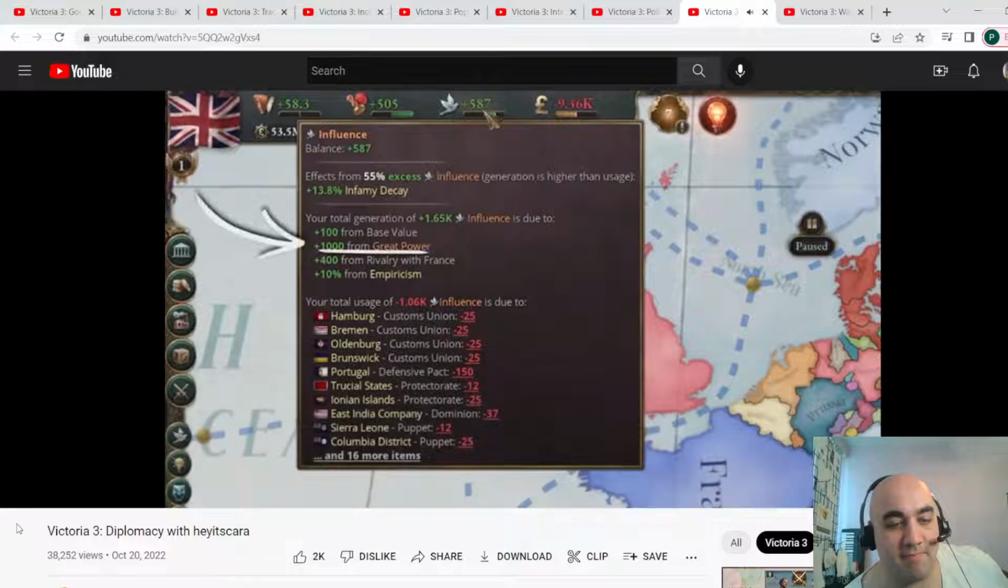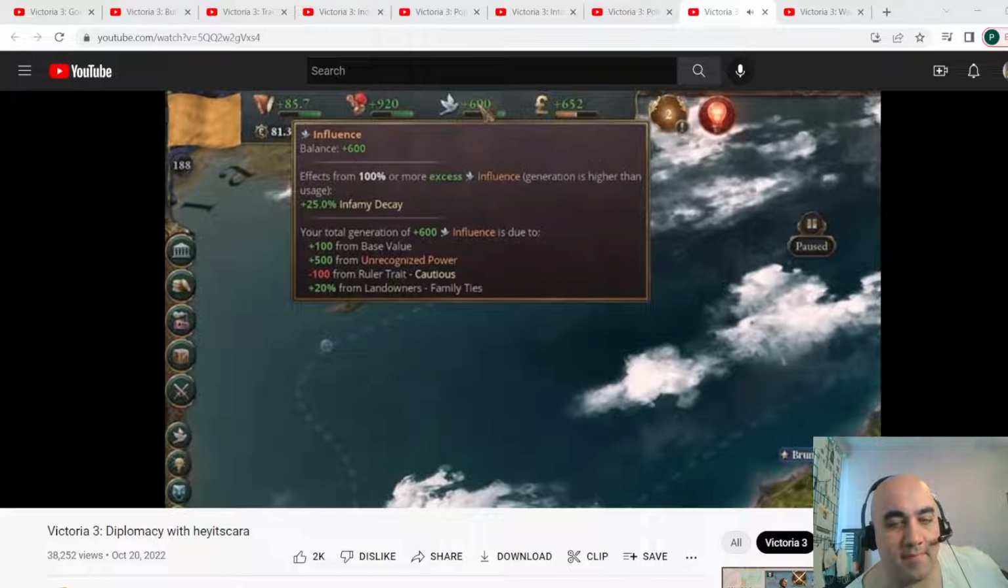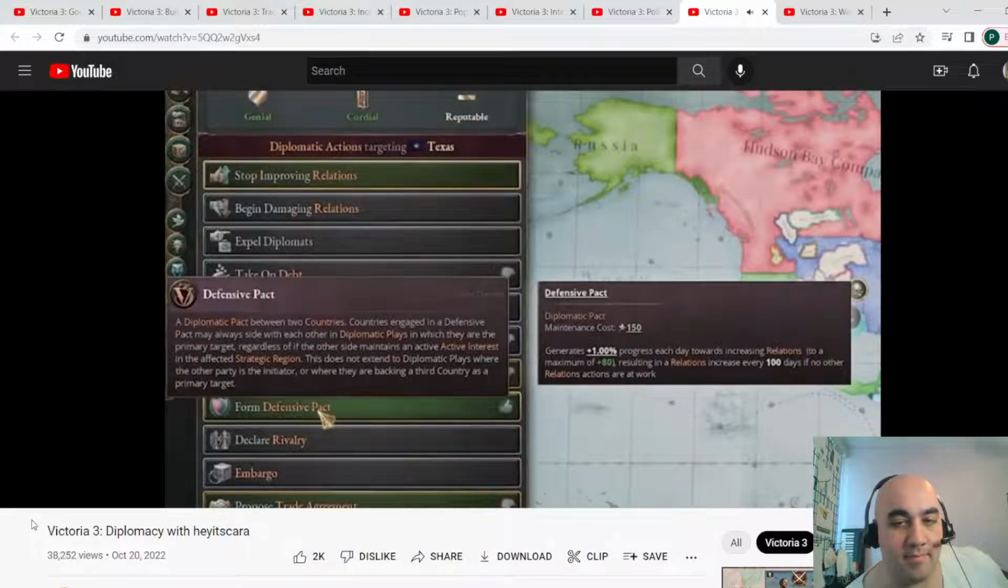Influence is primarily generated by your country's rank and the rank of countries you have rivalries with. For example, Great Britain might have an easier time performing diplomatic actions all around the world than, say, Brunei. You might be forced to be a lot more selective with your diplomacy as a smaller country, so choose carefully. One of the other things that you can do with influence is form diplomatic pacts. Diplomatic pacts are promises that two countries give to one another.